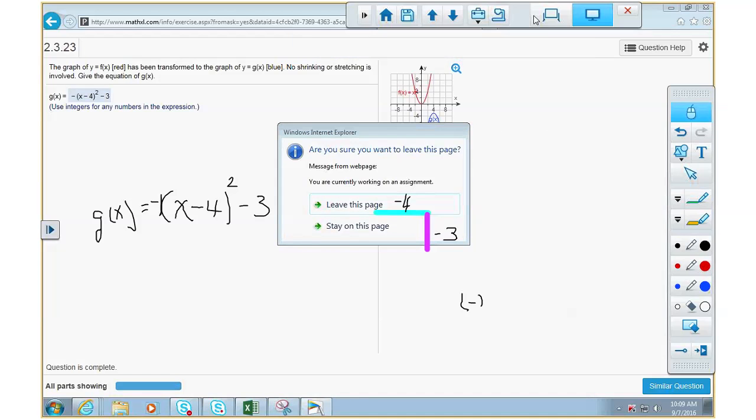Then go to overcompensation. If you need to look up overcompensation, it's in the dictionary.